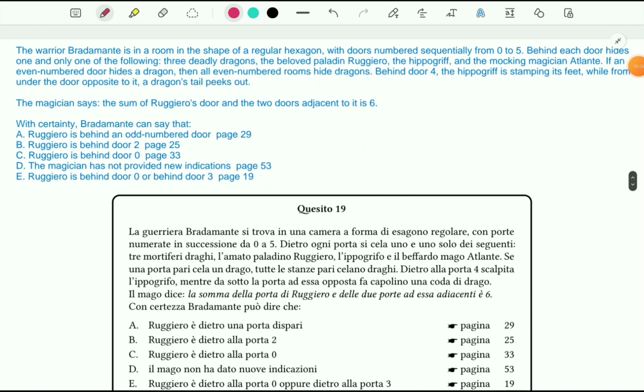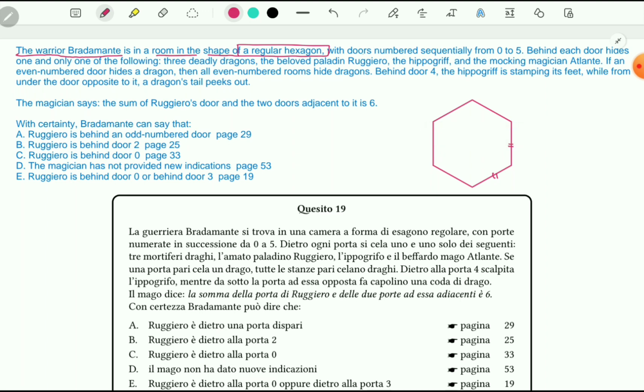Here, the warrior Brandimante is in a room in the shape of a regular hexagon. So what is a regular hexagon? Let's draw it. We already know that we can draw a regular hexagon this way. Oh, this becomes a different shape. Let's draw again. Yes, this becomes a regular hexagon. So regular means all sides are the same. I mean, side means side length. All side lengths have the same distance.